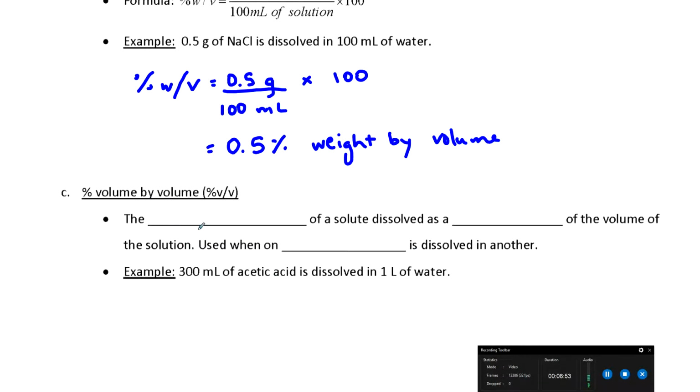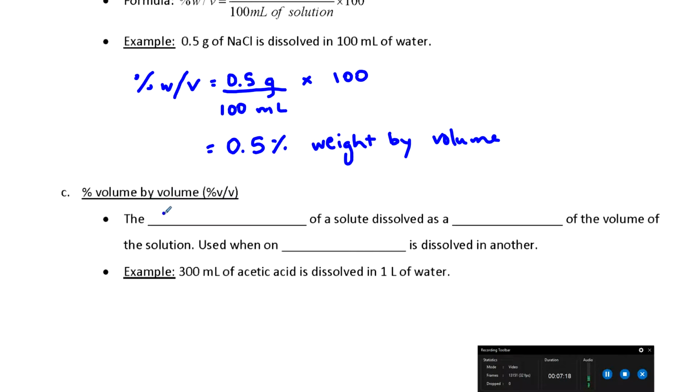Okay, so if you have a bottle of vinegar at home, go look on your vinegar bottle and you'll see that there's a percentage on your vinegar, and it will tell you what percentage of the solution, volume by volume, is made of acetic acid. So that's something you could do at home that would relate to this concept.